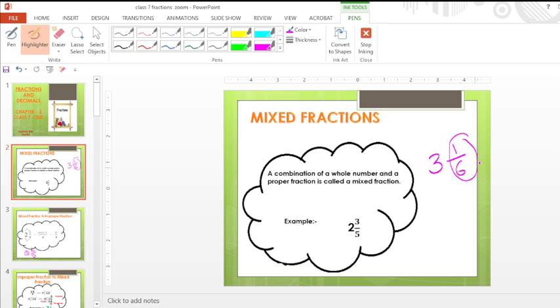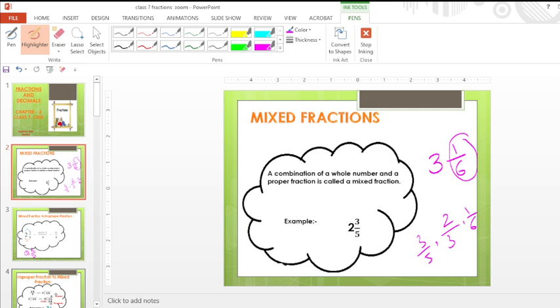These are proper fractions. And do you know that a proper fraction always, like 2 by 3, 1 by 6, 3 by 5, always lies between 0 and 1. Proper fraction values are always less than 1. Okay, you have to keep in mind that.